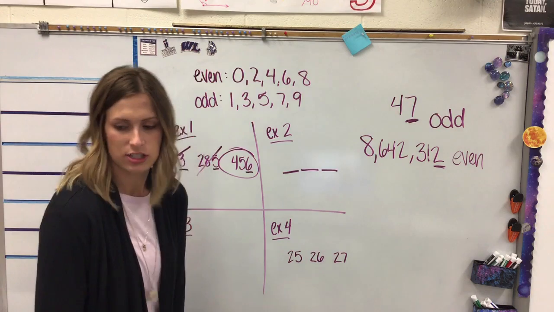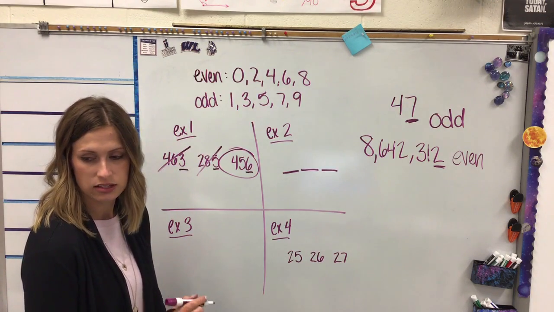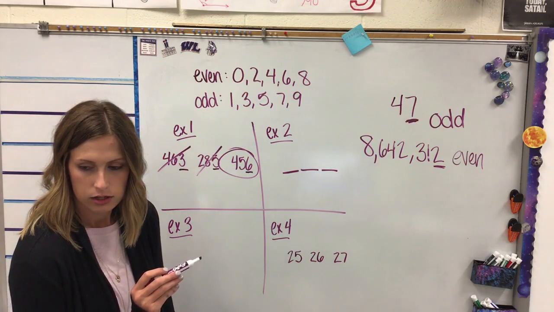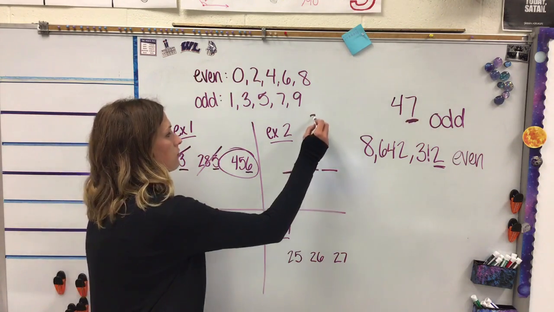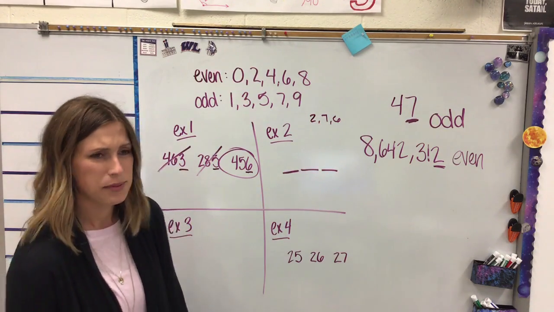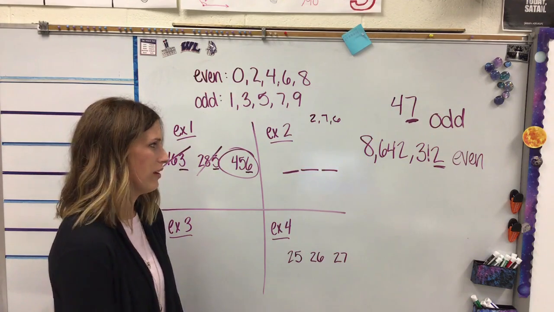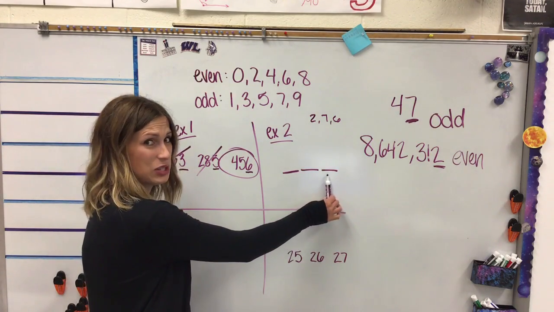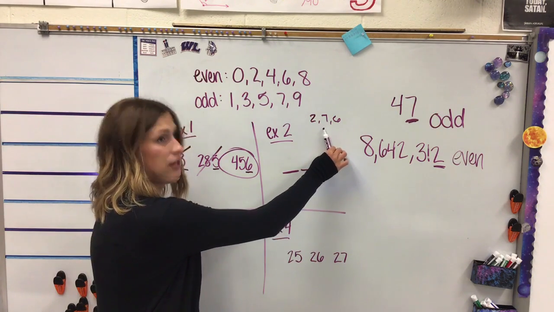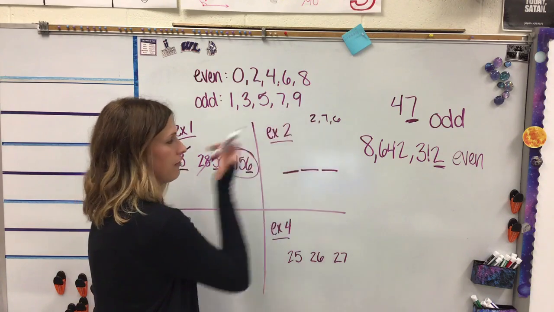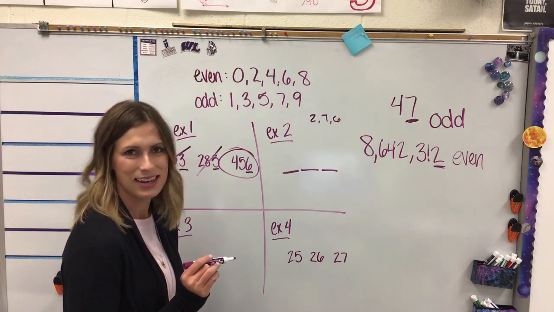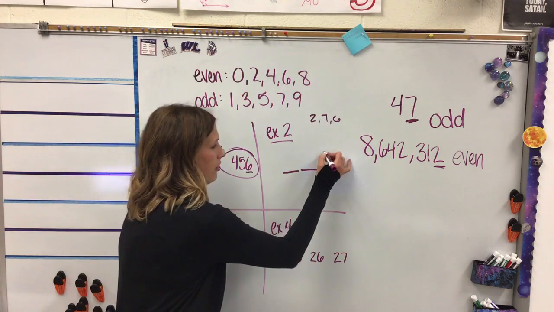2 says use the digits 2, 7, and 6 to write a 3-digit number greater than 500. Use each digit only once. So I've got to use numbers 2, 7, and 6. It has to be an odd number. So what digit does it have to end with? Can it end with 2? Nope, 2 is even. Can it end with 7? Yep, 7's odd. 1, 3, 5, 7, 9. Can it end with 6? Nope, 6 is even. So it's got to be 7.